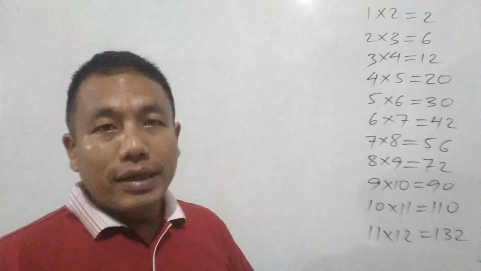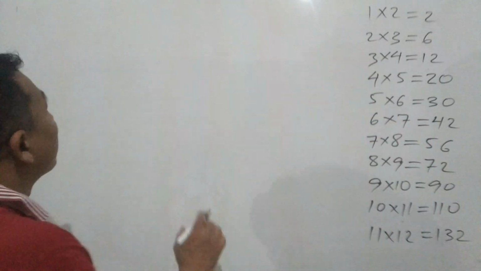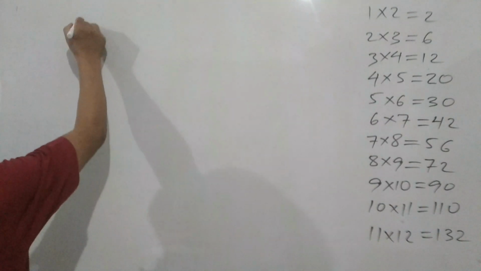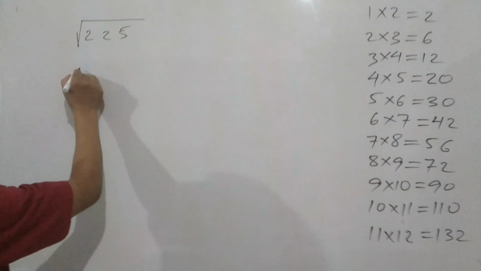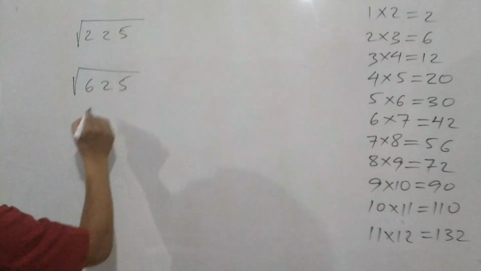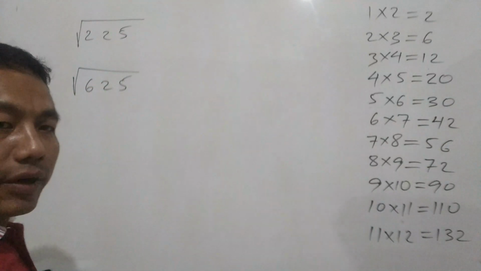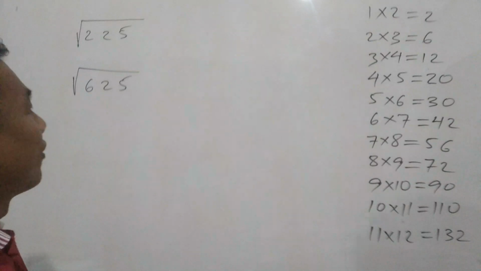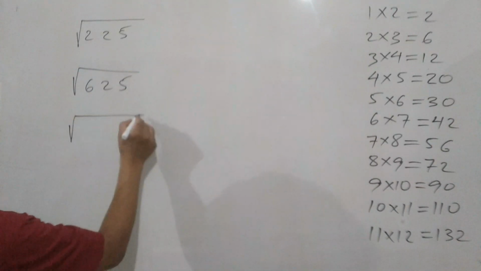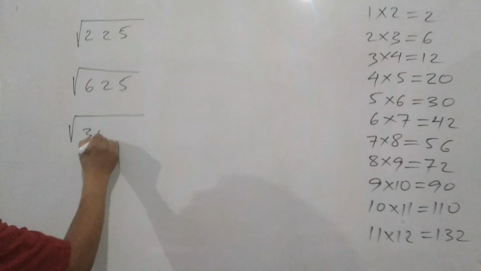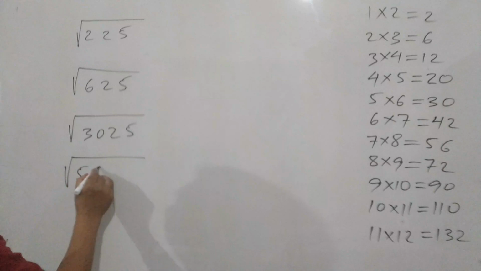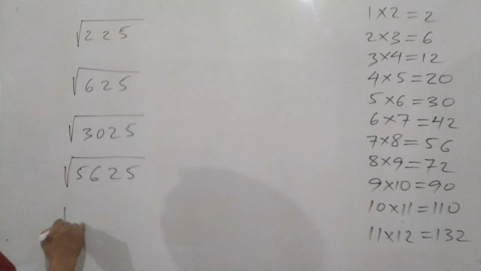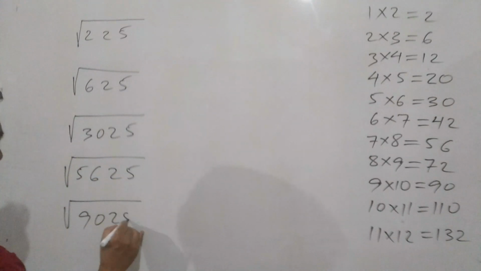After knowing this, let's work with square root. We start with square root of 225. Let's say square root of 625. First, let's work with unit digit 5, okay? Square root of 3025, square root of 5625, square root of 9025.